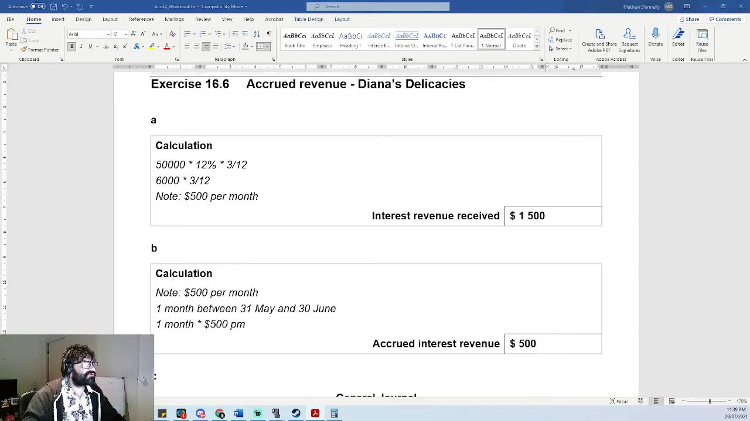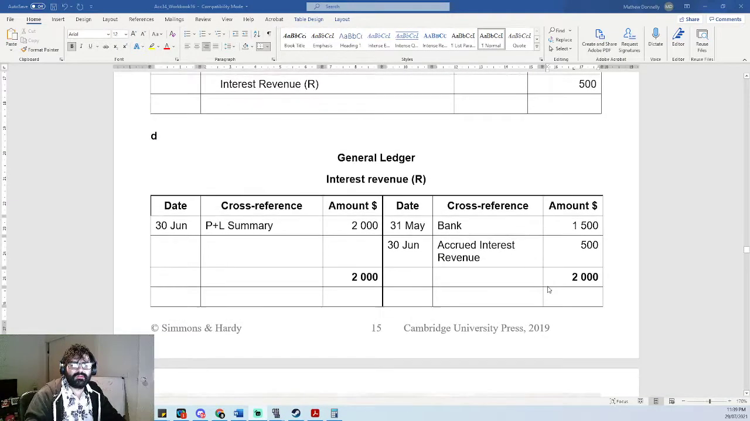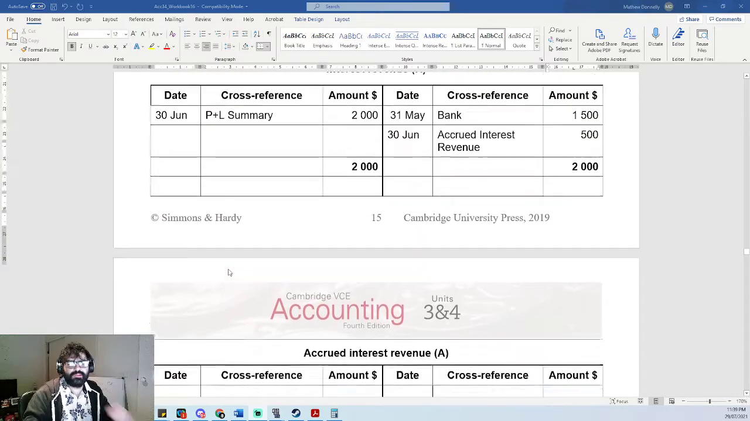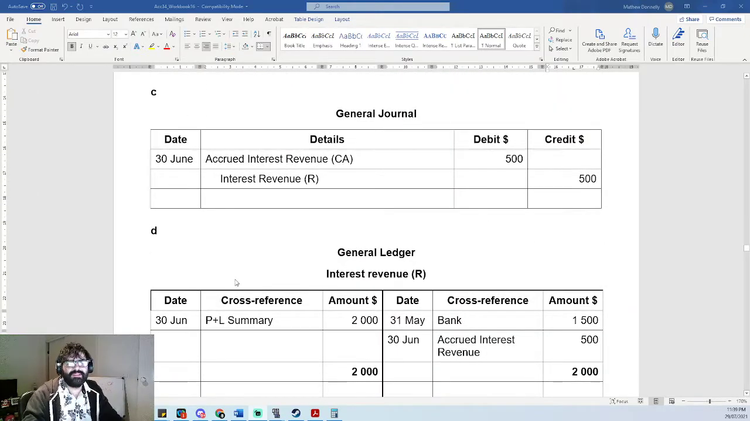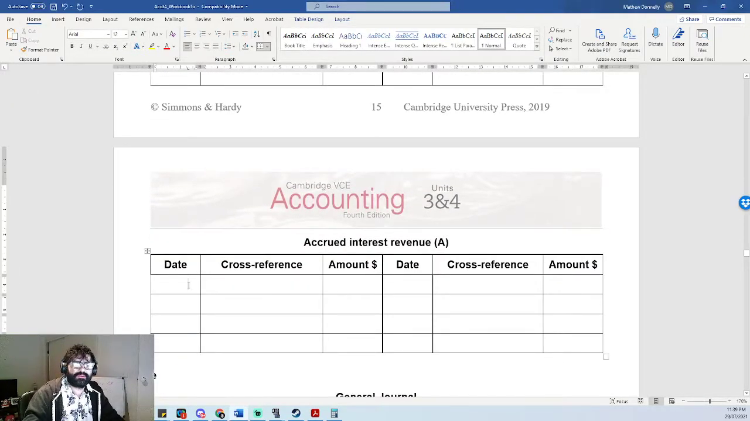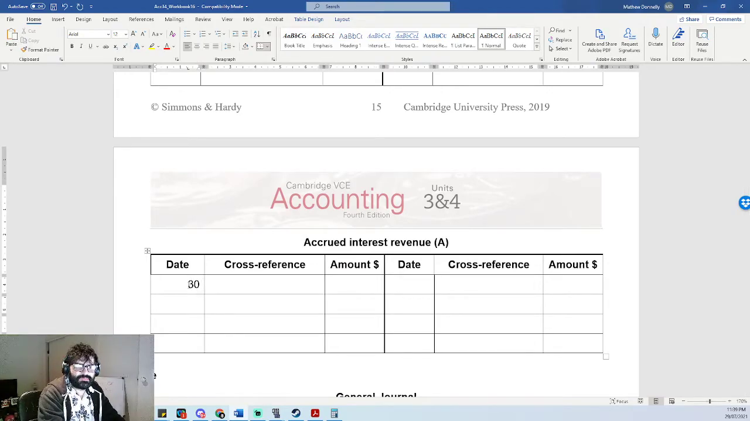Show how the interest revenue would appear in the general ledger as at the 30th of June. Okay, so just a little bit of awareness there. Now, if we go down, we do the accrued interest revenue. We just need to put it in there. And so we go 30th of June.